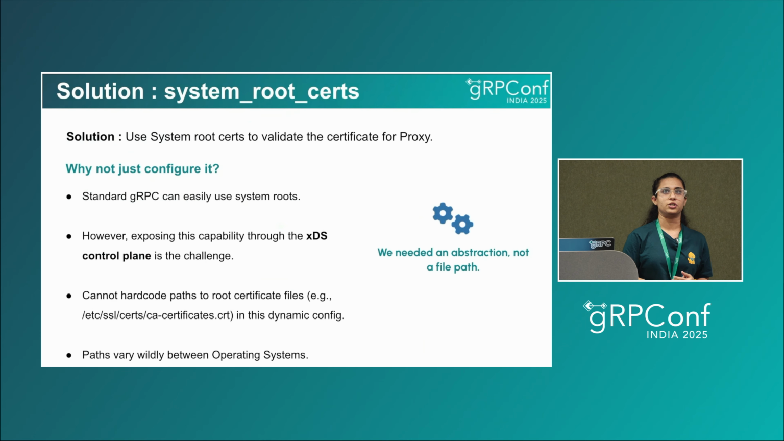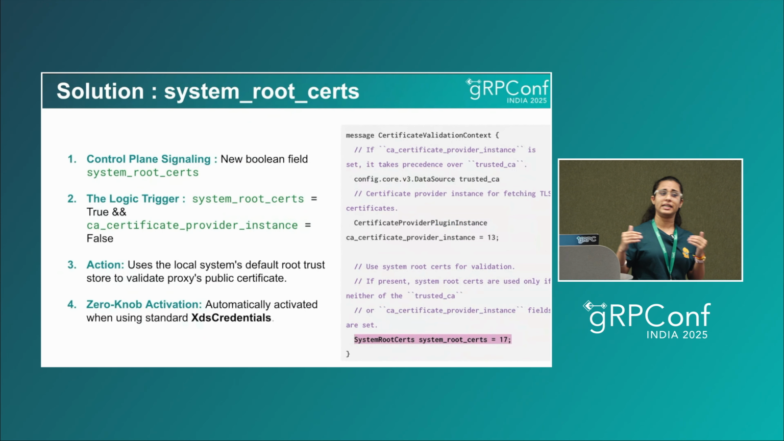So what is the solution to it? The solution is to use system root certs as you would normally do in a standard TLS. But why was it difficult to configure? In standard gRPC, you would manually hardcode it and it should work. But the problem came when we want to configure it through XDS config, because XDS config is supposed to be dynamic and provide configuration for multiple services running on different operating systems and different images. So each operating system is going to have a different file path for the system root certs. So we needed a simple flag for it. So what did we do?